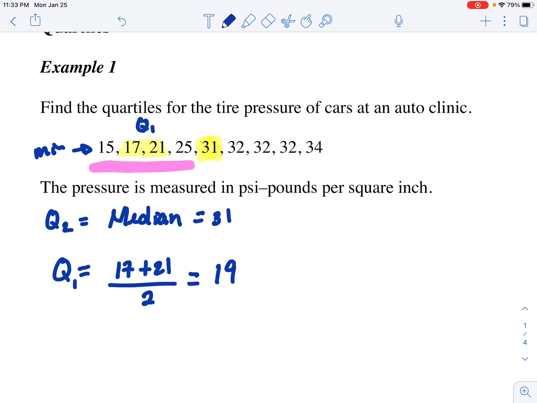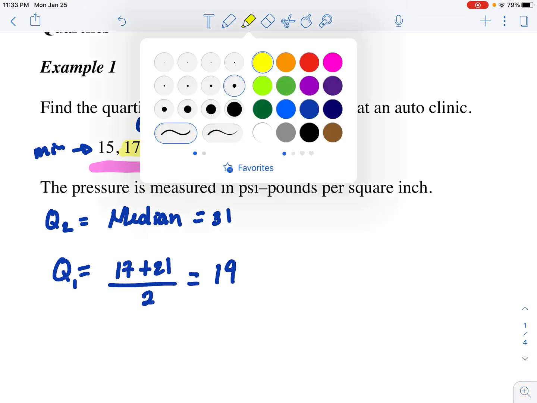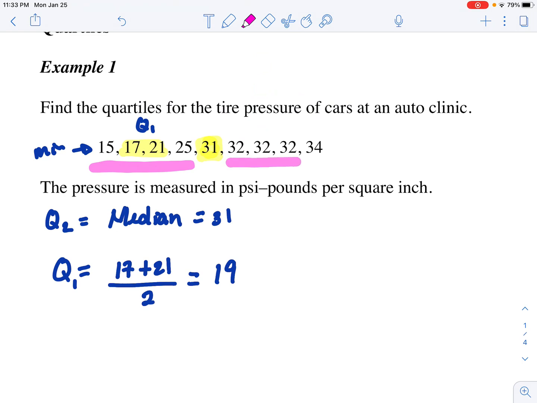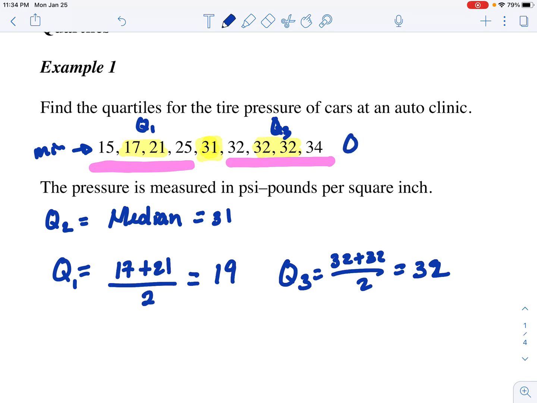Okay. Our Q3 is dealing with the upper half. And we're going to take those two. Okay, you don't have to add them and divide it by 2. I mean, they're the same number. So since they're the same number, we can just call it 32. So that's our Q3. Q4 is our max.